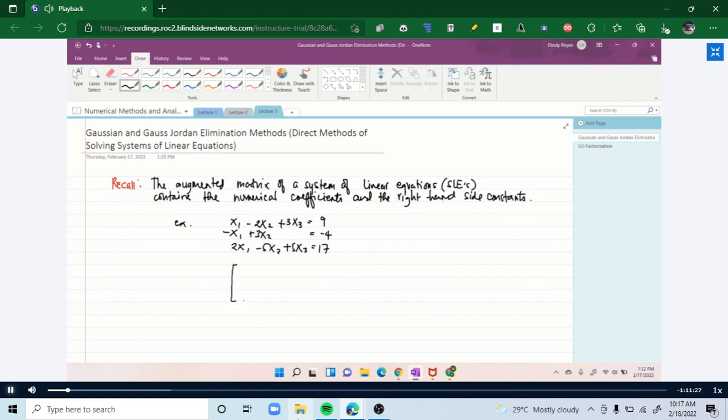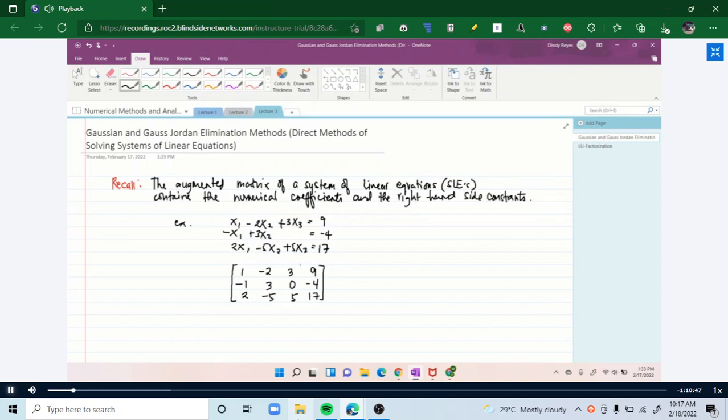The augmented matrix of the system contains all the numerical coefficients. In the first row, all the numerical coefficients and the right-hand side constant in the first equation. So 1, negative 2, 3, 9. And then in the second row, all the numerical coefficients and the right-hand side constant in the second equation, negative 1, 3, 0. There is no x sub 3 here. And then negative 4. And then the entries in the third row would contain the numerical coefficients and the right-hand side constant in the third equation. It's 2, negative 5, 5, 17.